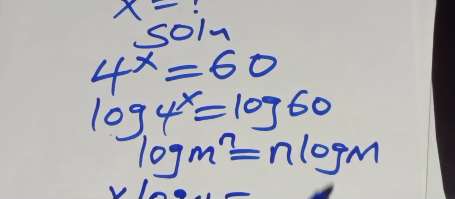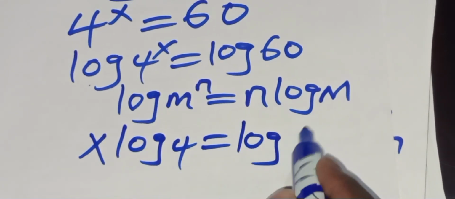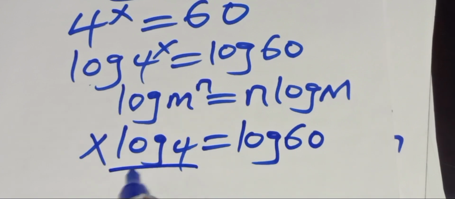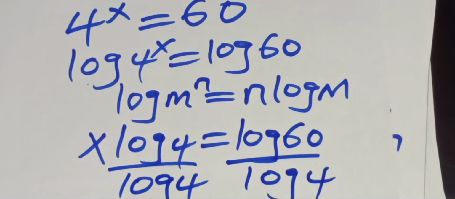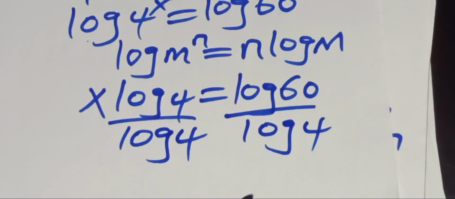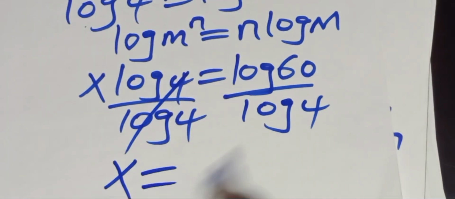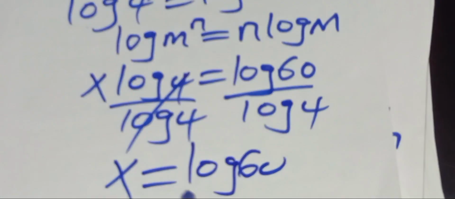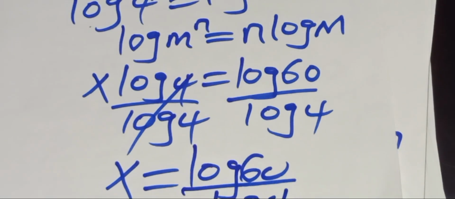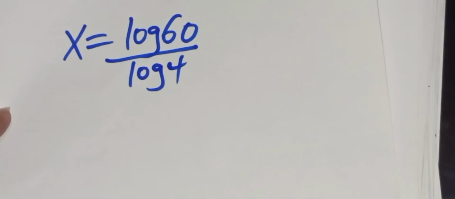This is equal to log 60. So divide both sides by log 4. Now, let's simplify here. We'll have x is equal to log 60 divided by log 4. We have x is equal to log 60 divided by log 4.